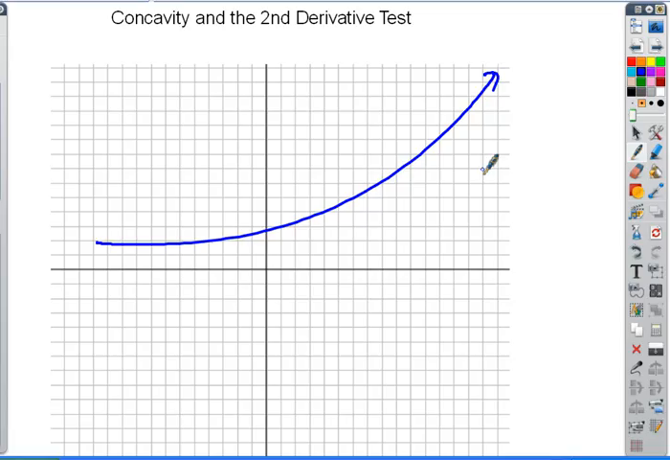So let's say I've got here's F. Now this time, if I pick a specific spot on here, let's pick this point right there.